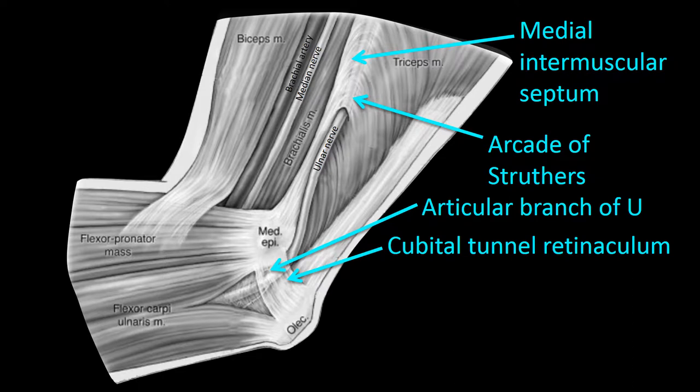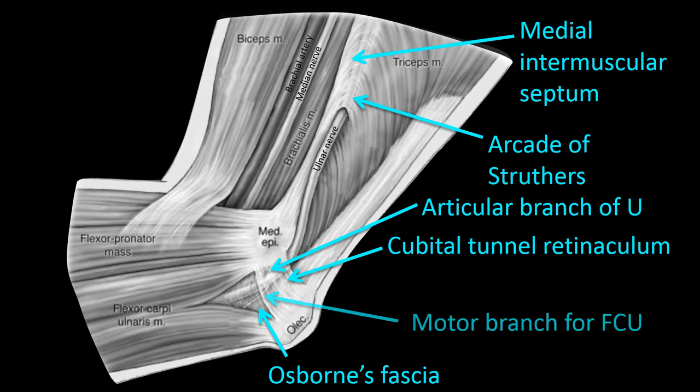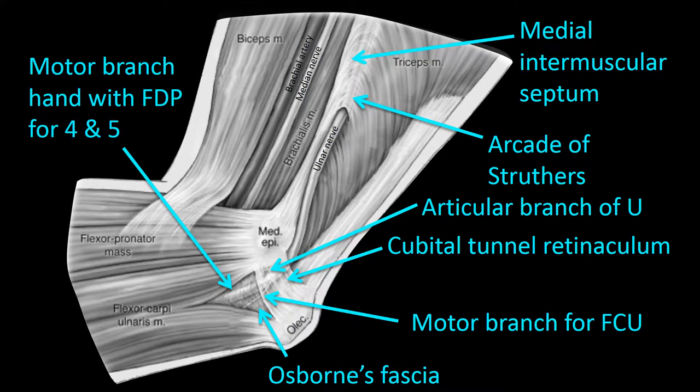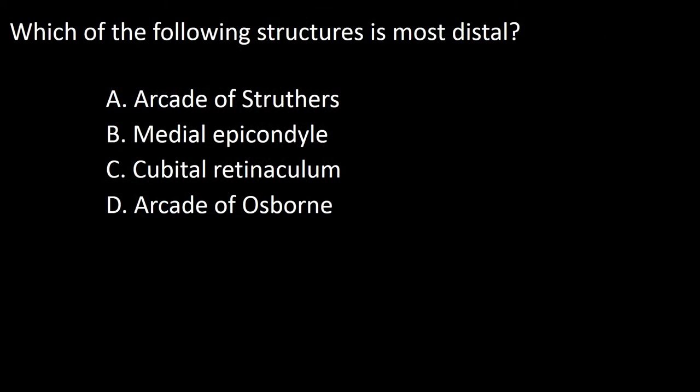Distal to the cubital tunnel retinaculum, we find a fascia between the heads of the flexor carpi ulnaris called the Osborne fascia. We can also see the motor branch of the flexor carpi ulnaris here represented under the fascia. We can also point to the ulnar nerve traveling distally. And the arrow now indicates the flexor pronator mass. So the answer to this question is D.